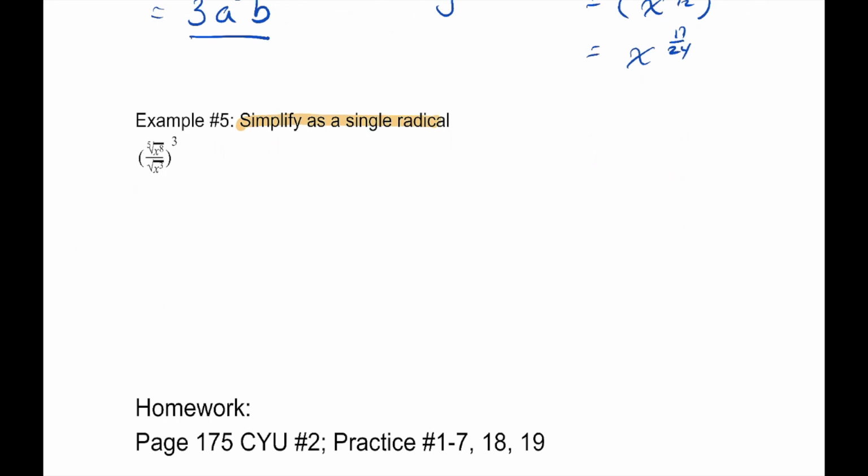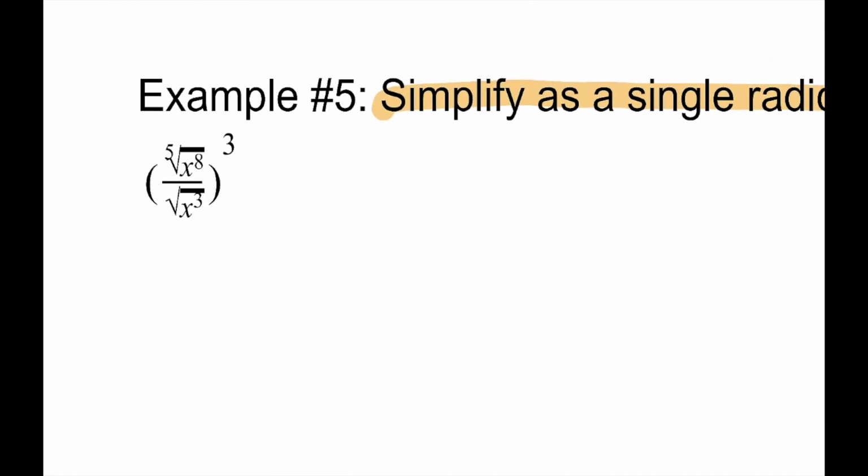So really what we want to do is convert all the radicals into rational exponents so that we can simplify everything. And once we've got everything simplified to a single rational exponent, then we convert that to a radical. So let's take the fifth root of x to the power of 8. Well, that's going to be x to the power of 8 over 5, divided by, well, the square root of x cubed. That's going to be x times 3 over 2, all cubed.